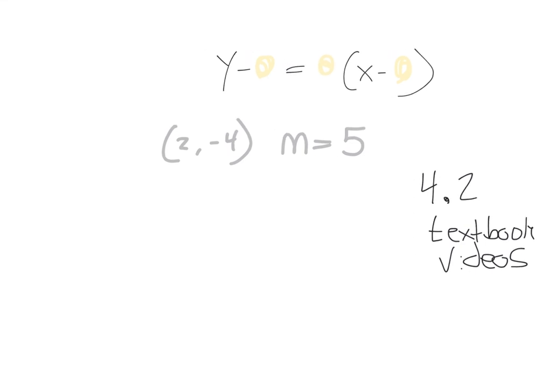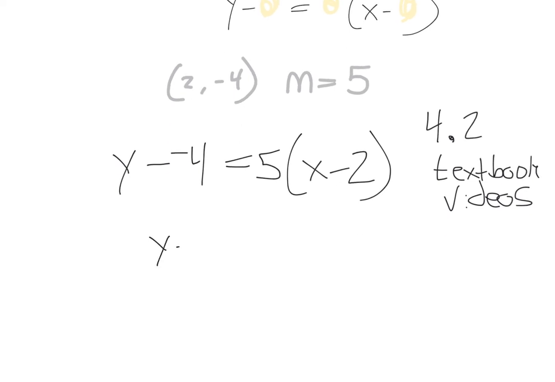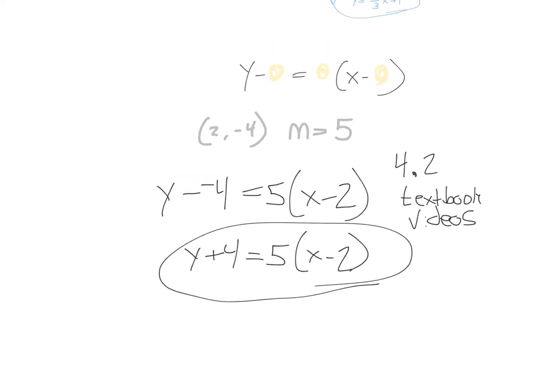All right, so here's what you'd get. y minus -4 is equal to 5 times the quantity of x minus 2. If I simplify the double negative out there, that's an equation in point slope form. Passes through that point with a slope of 5. And we need that skill.